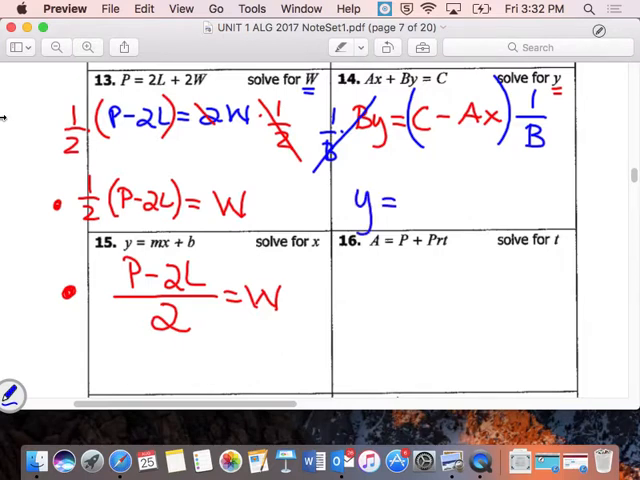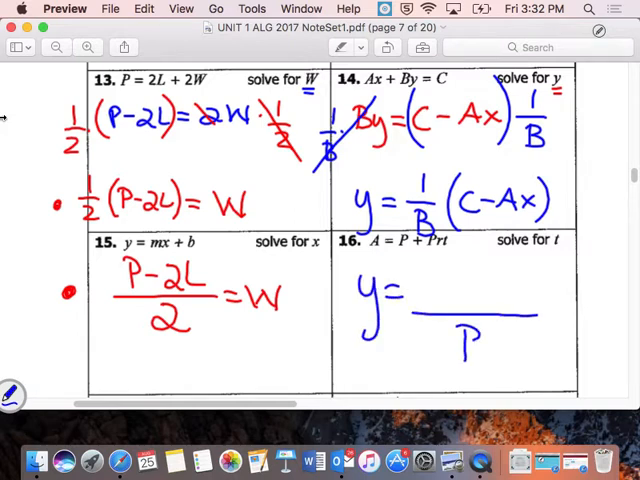And I can set it equal to 1 over b using parentheses. Or I would have the option to write that as one single fraction. The denominator would be b, and then my numerator would be c minus ax. So both presentations are the same. They're both right, and you can just choose the presentation that you like best.